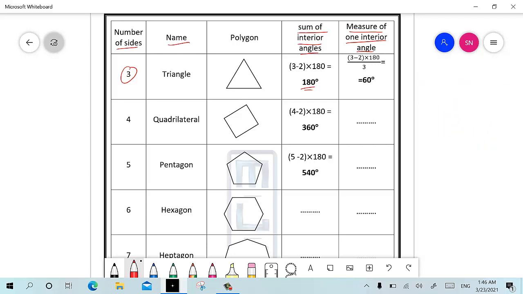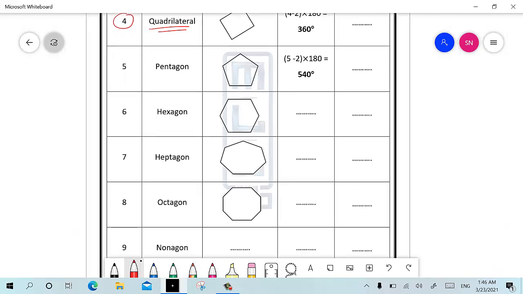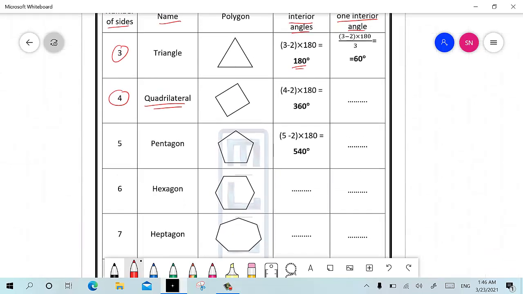So here I know that a quadrilateral has 4 sides, and those names we must study by heart. Quadrilateral has 4 sides, pentagon has 5, hexagon has 6, heptagon 7, octagon 8, and so on. It's very important to study until the octagon. Let's go back now to the quadrilateral, a polygon which has 4 sides. So for the sum of all interior angles, I'm going to use the rule n minus 2 times 180. So n here is equal to 4, so 4 minus 2 times 180 equals 360.